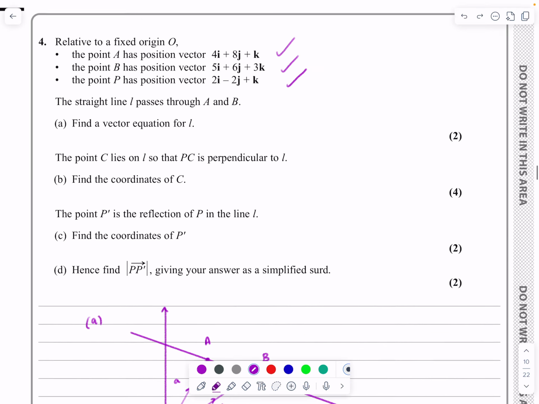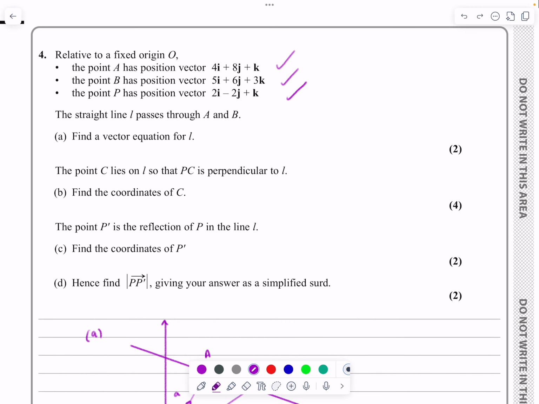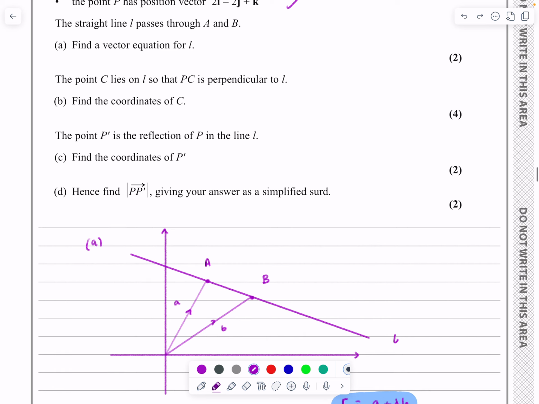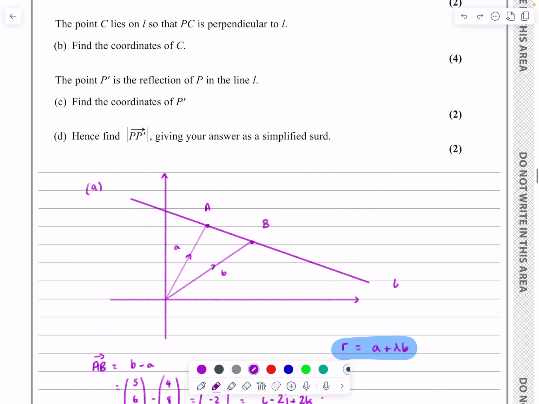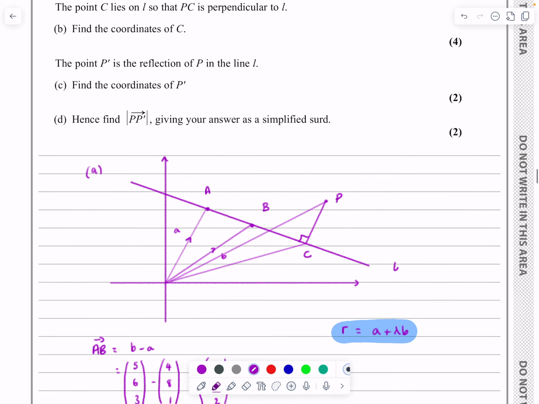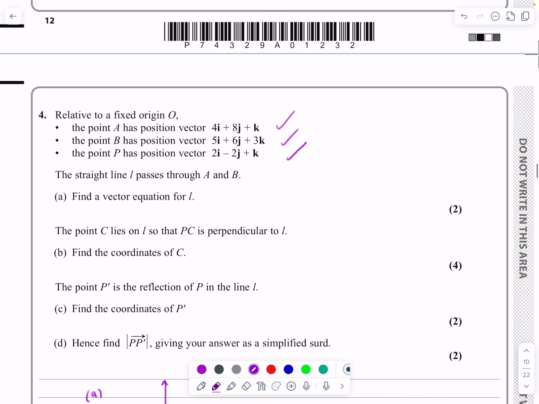Okay, so that's part a done. What does part b then say? Part b says point C lies on L so that PC is perpendicular to L. So let's put point C on there now. Point C is on the line, and then this point P, which I've sort of ignored so far, I'm going to put it in here, maybe there. What we're saying is that PC is perpendicular to the line L. It's up to you how many of these lines you want to put in your diagram, but I've got that situation now for where PC is.